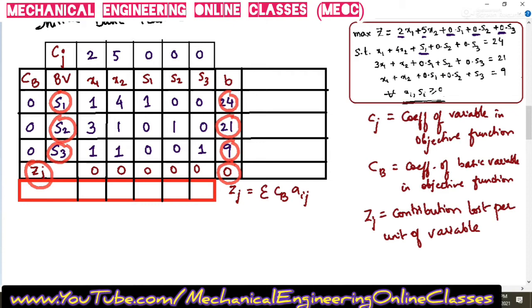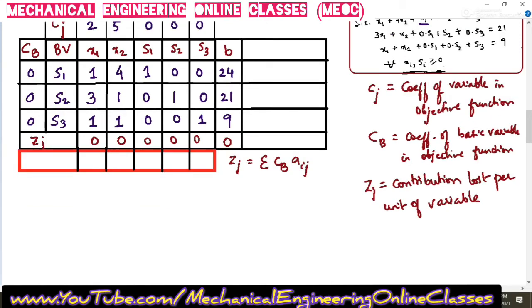So straight away from the table we can read the objective function, the constraints, and the corresponding values of the basic variables. Now let us find the net evaluation row as Cj minus Zj. So this is called the net evaluation row or index row.